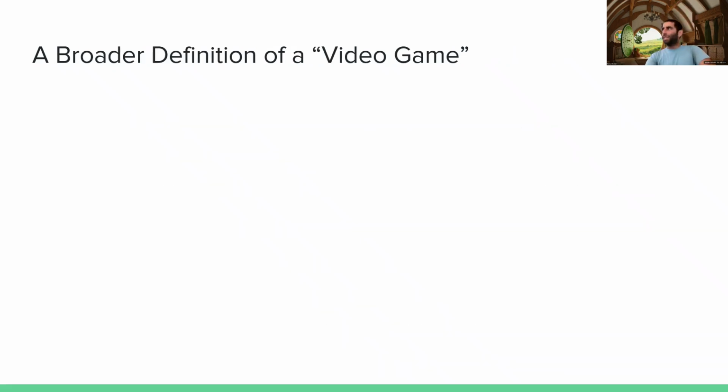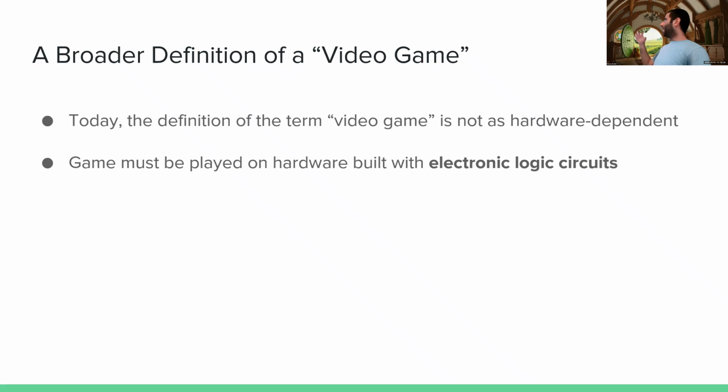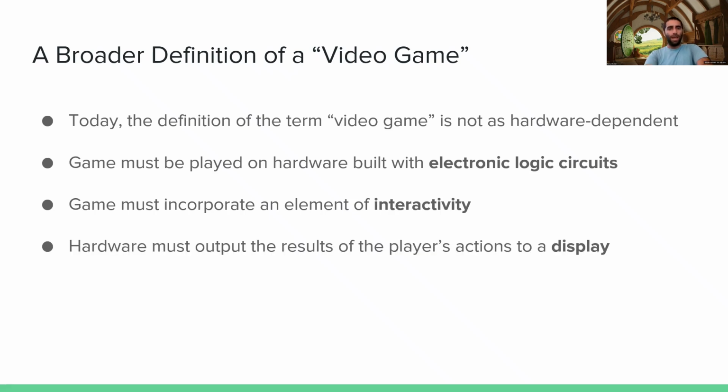More recently, there's been a broadening in the definition of a video game. Today, it's usually not as hardware dependent. In general, the modern definition necessitates that the game has to be played on some type of hardware that has electronic logic circuits. So you have to have effectively a computer that's processing some gameplay logic on some electronic circuit. The game also has to have some element of interactivity. If you don't do anything to interact with it, it doesn't fall under the modern definition of a video game. And the hardware has to output the results of a player's action to some display.